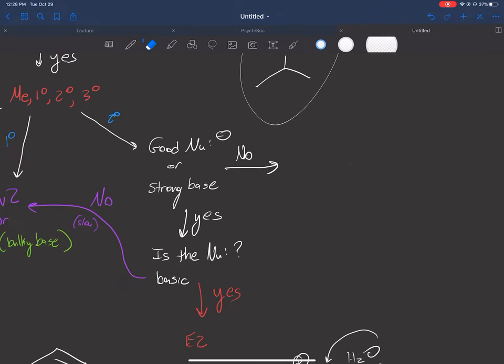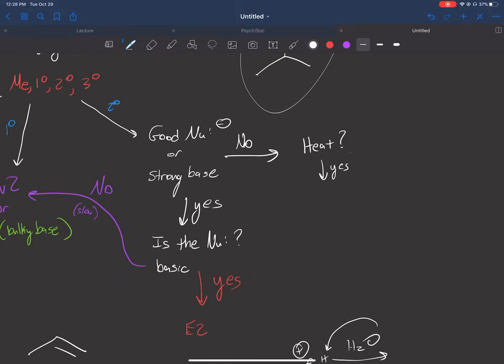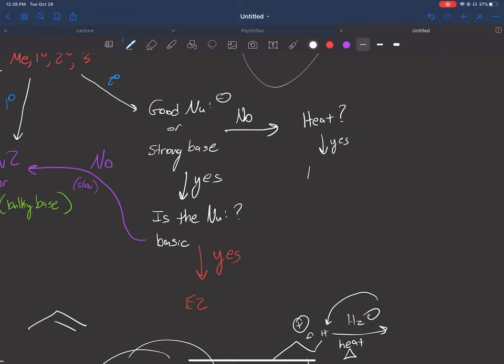No, it's dead or white. Heat added. Well, we said yes. If we say yes, because we had heat, that favors elimination a little better, to get E1. No. Okay, well, then we'd favor SN1 a little bit more.